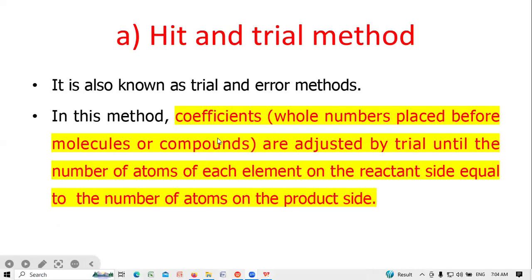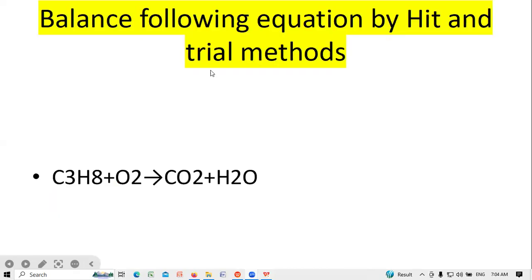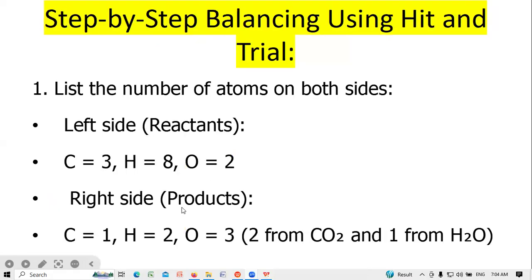To balance the chemical equation, there are several methods. The hit and trial method is also known as the trial and error method. In this method, coefficients, whole numbers, are placed before the molecules or compounds and adjusted by trial, so that the number of atoms of each element on the reactant side equals the number of atoms on the product side. Balance the following equation by the hit and trial method. For example, C3H8 plus O2 gives carbon dioxide plus water.